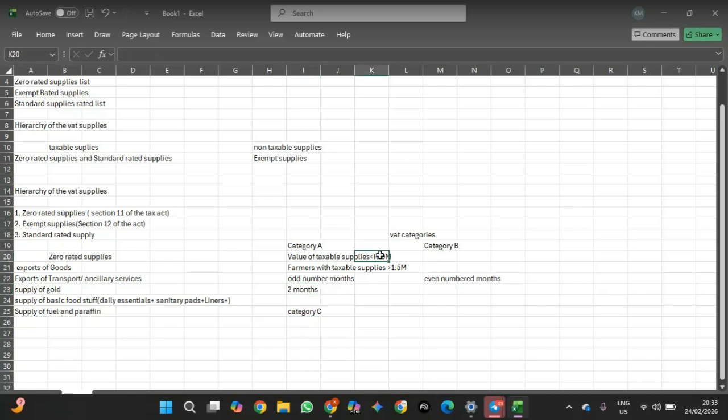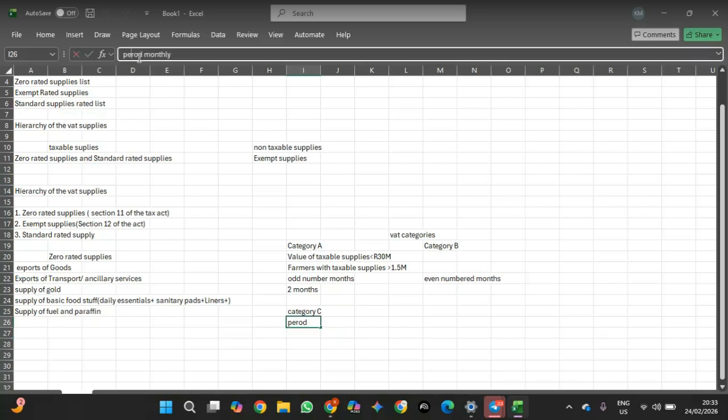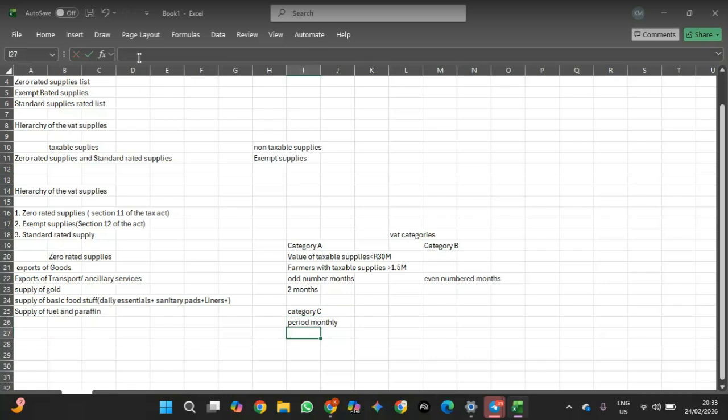The only thing that you have to remember is that their period is monthly. The period is monthly. Besides that, it's mainly for people that have taxable supplies greater than 130 million, right? So value. And guys, this word value here is very important because whenever we go through the lessons today, you will see the importance of this along the way. So value of thing, and value of taxable supply.